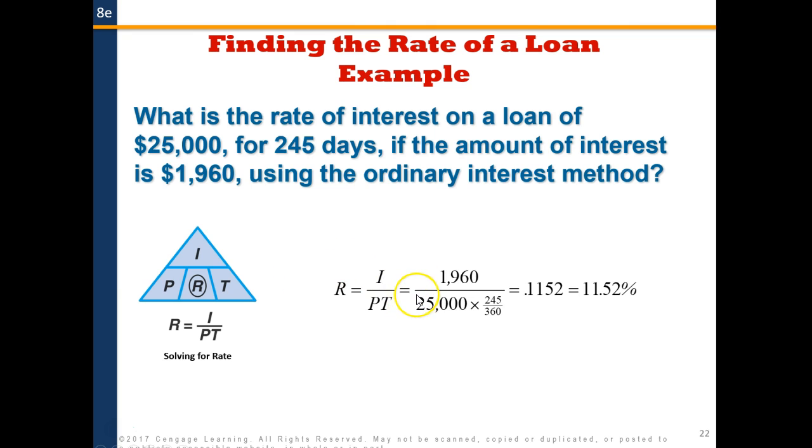Remember in your calculator that we are going to put our parentheses. We're going to put them here, here, around here, and around here. If you put it like that in your calculator, you'll get the correct answer. And of course, we always convert a decimal into a percent when we are talking about our final answer for rate.